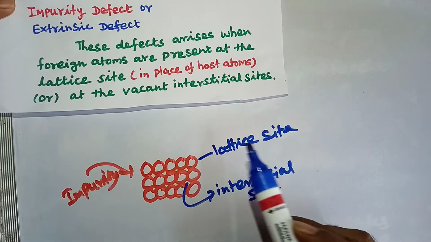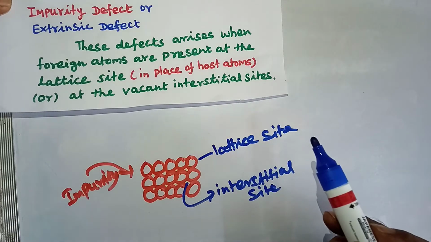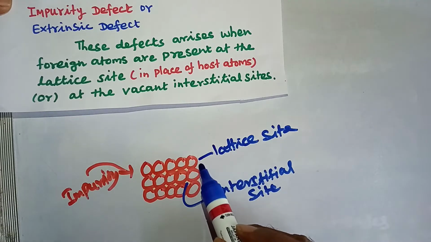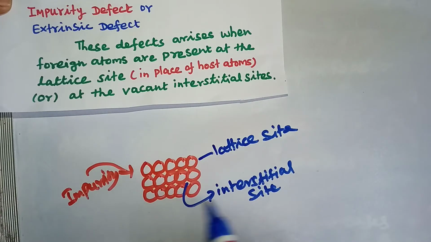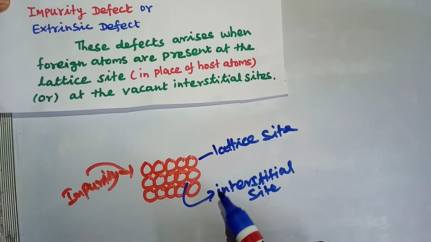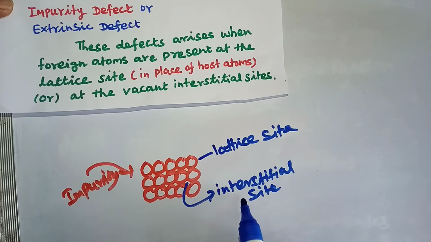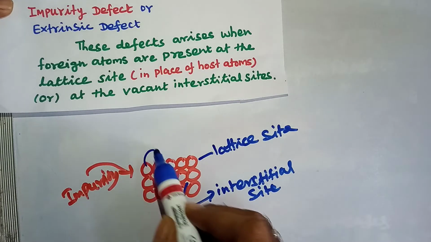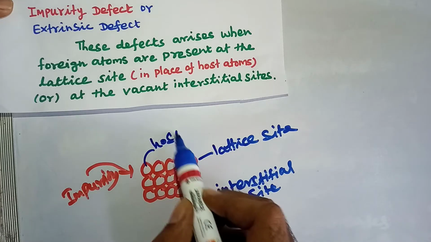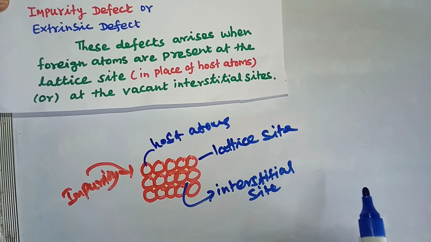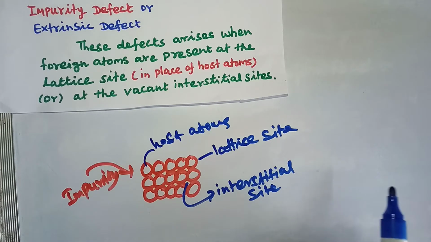The foreign atoms mean external atoms, ions or impurities. The foreign atoms are present at the lattice site or interstitial site in place of host atoms. These are the host atoms or ions. So this is called an impurity defect.